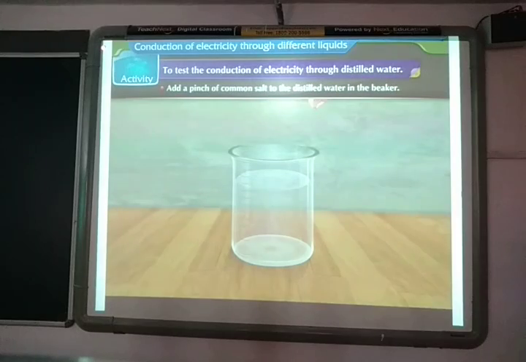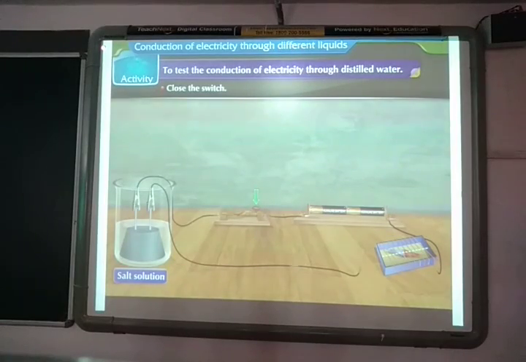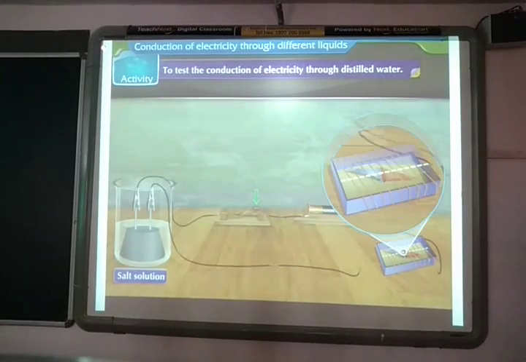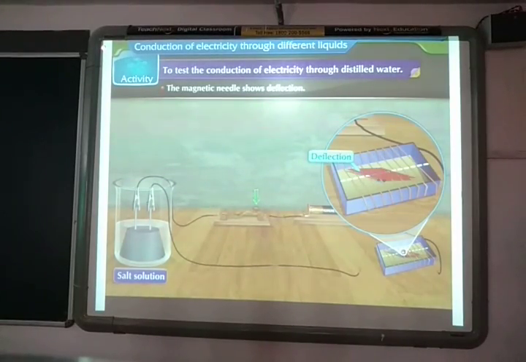Now, add a pinch of common salt to the distilled water in the beaker. Let it get dissolved. This forms a salt solution. Now, pass an electric current through the salt solution by closing the switch. You will observe a deflection in the magnetic needle this time.